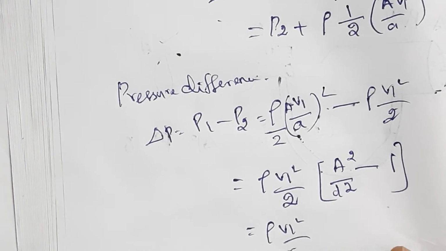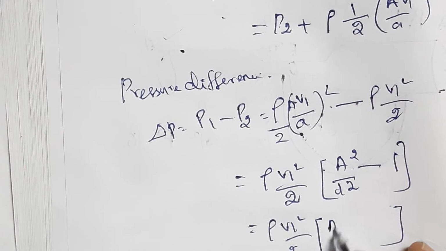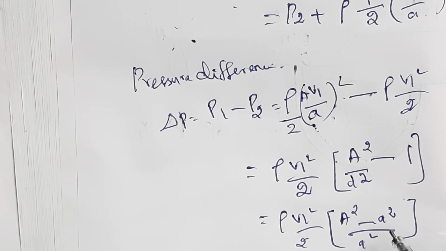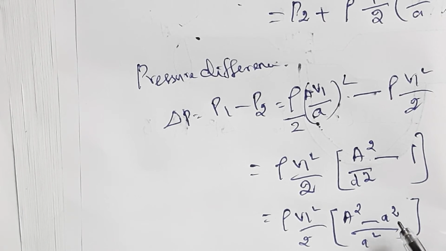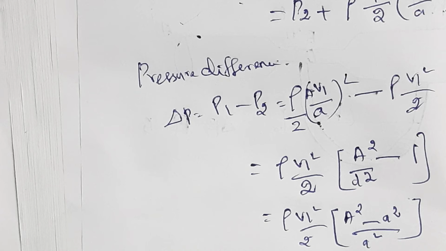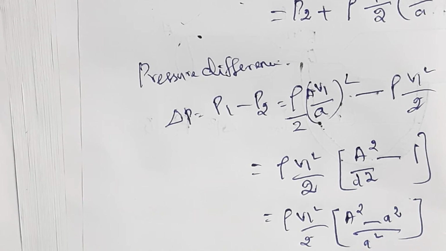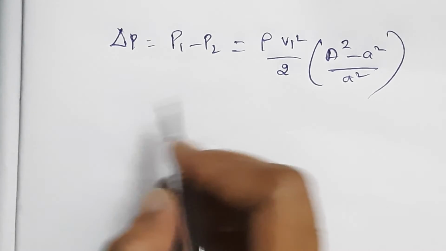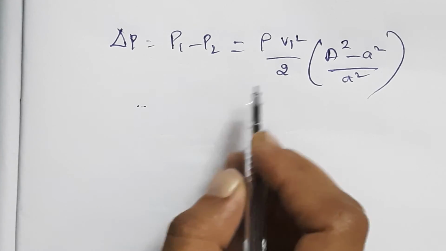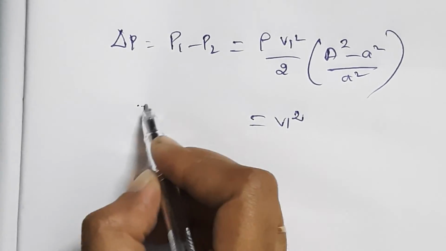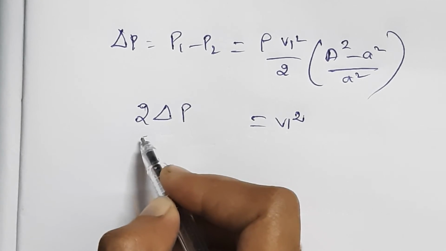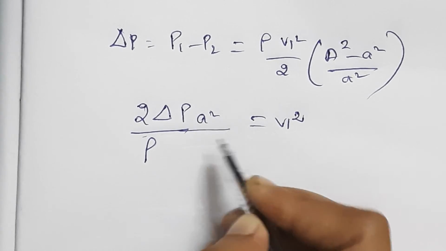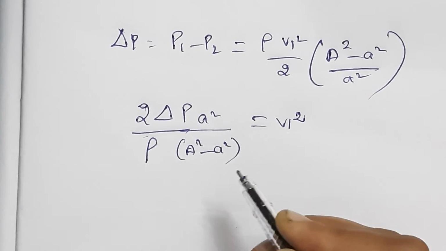Or else we can write rho V1 square by 2 into A square minus a square by a square, by cross multiplication. So from this we can easily calculate the flow speed, or speed of flow of liquid at the wide end of the tube. That is, V1 square alone we can keep this side. So here 2 into delta P divided by rho into, here this a square will go to the numerator and here A square minus a square. Understand?